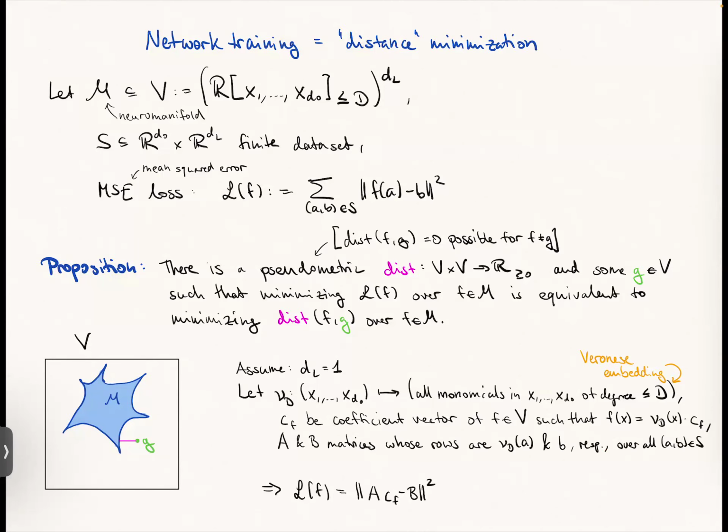And now you have to take the data into account. So I take all the input data and push them into a matrix, and I take all the output data and push them into a different matrix. But for the input data, I have to apply this Veronese embedding so that I can write this as a linear algebra product. And now the mean squared error loss has become this thing here, where you have this matrix A times my coefficient vector C should be close to, well, B is actually a vector here, the vector B.